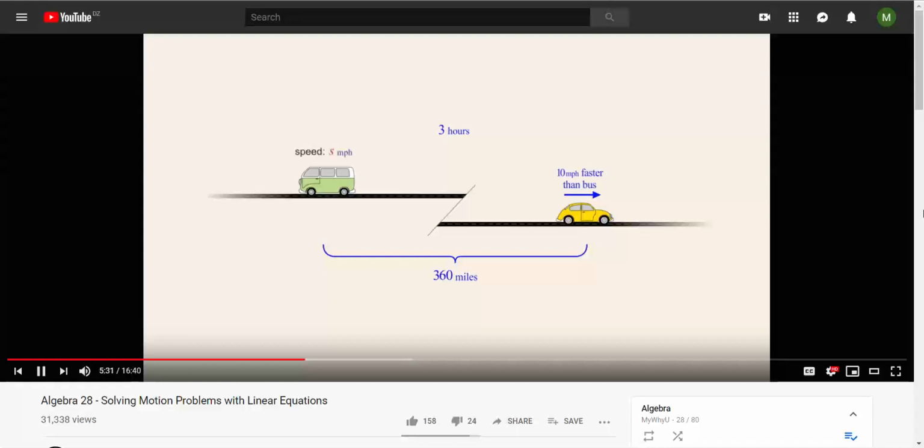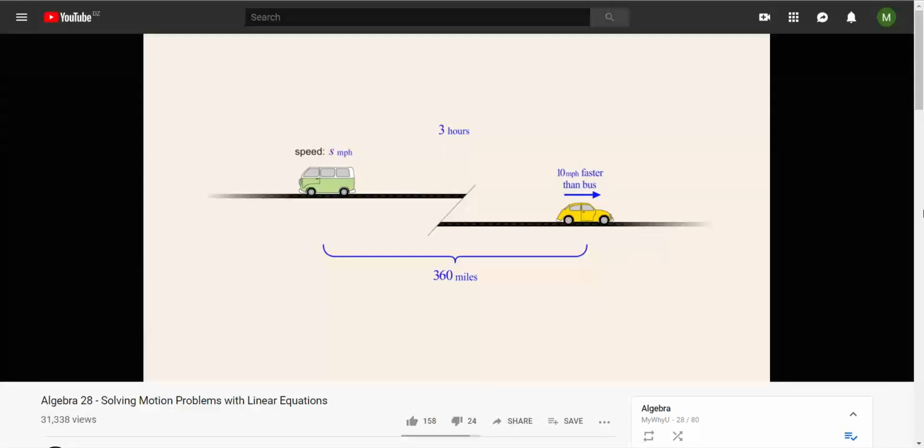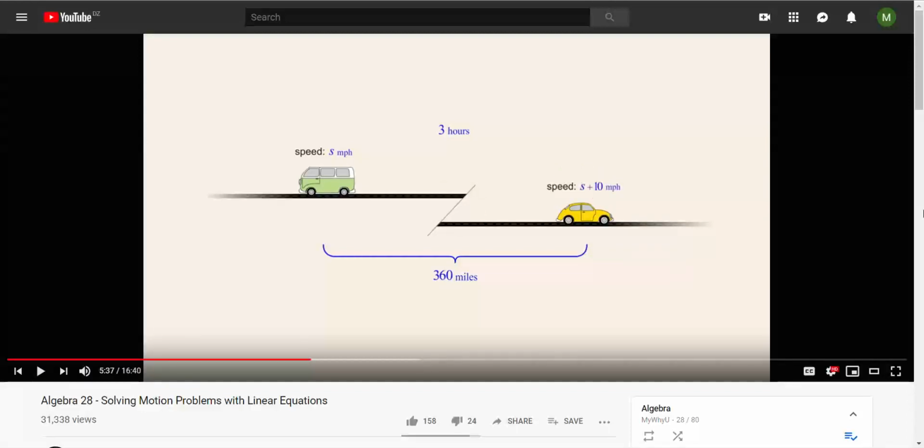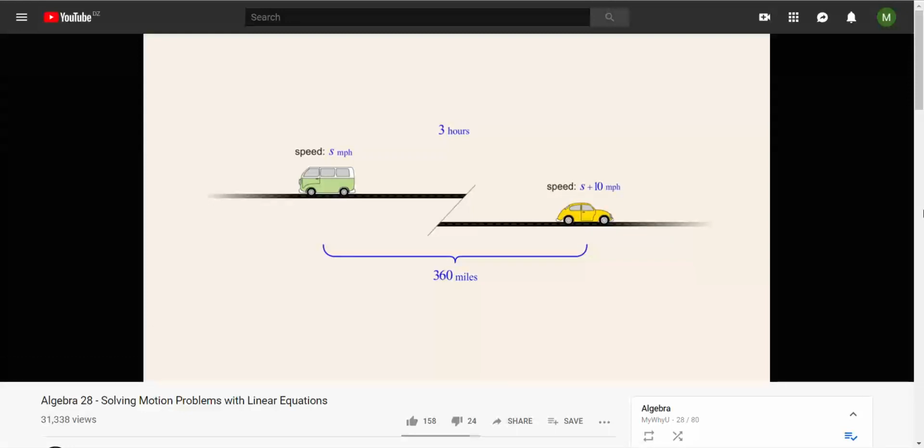If we let the variable s represent the speed of the bus, we can represent the speed of the car as s plus 10, since the car's speed is 10 miles per hour faster than the bus. We know that the time that each vehicle has traveled since they passed each other is 3 hours.